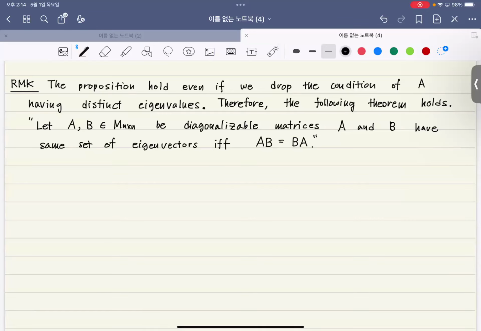And now I will be turning to section 5.3, difference equations and powers of A.